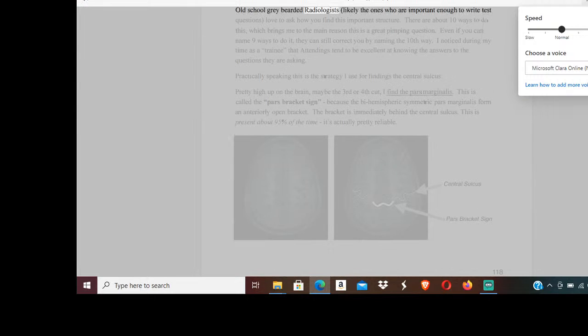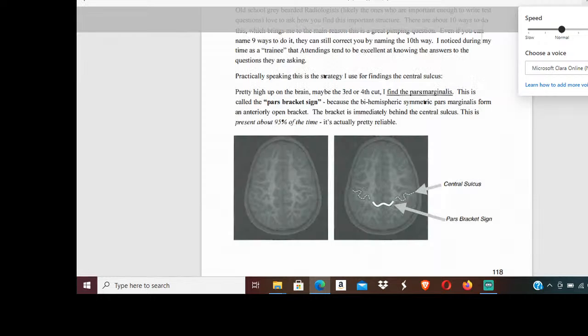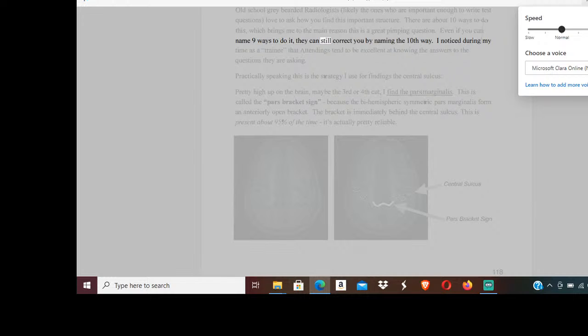Old-school gray-bearded radiologists, likely the ones who are important enough to write test questions, love to ask how you find this important structure. There are about 10 ways to do this, which brings me to the main reason this is a great pimping question. Even if you name 9 ways to do it, they can still correct you by naming the 10th way. I noticed during my time as a trainee that attendings tend to be excellent at knowing the answers to the questions they are asking.